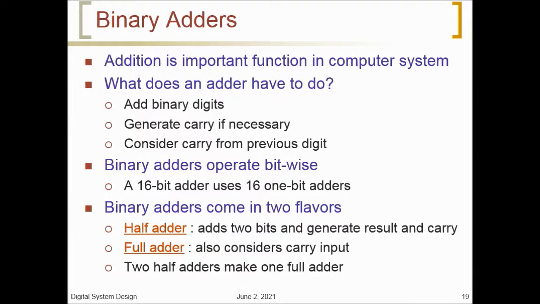A combinational circuit that performs the addition of two bits is called a half adder. One that performs the addition of three bits, two significant bits and a previous carry, is a full adder. The name of the circuit stems from the fact that two half adders can be employed to implement a full adder.